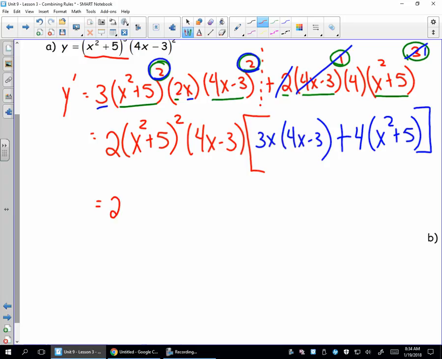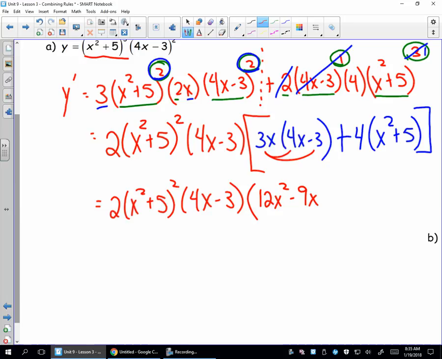When I do this, I'm not changing my common factor. Stuff that's out front is just going to stay out front. I'm not going to expand it. I'm not going to change it. I want to leave it in brackets. But inside the big square bracket, I'm going to try and simplify. And I can do that by distributing. So 12x squared minus 9x and 4x squared plus 20, and then collecting.